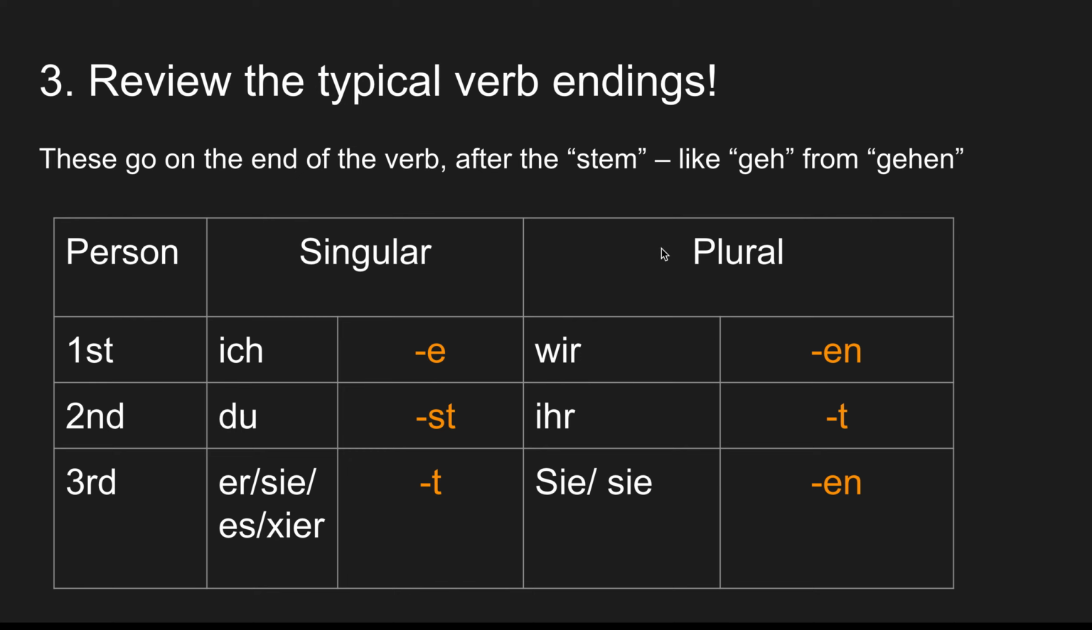Wir is the plural first person, so that means we, and you'll add this to the stem: gehen. Ihr is the second person plural, and so we'll take geh and add the t to it, so you have geht. And sie, both the formal you and the plural, meaning third person. Both of these are third person, but the lowercase sie means they, plural, and it works as plural or singular, but we're going to use the same ending whether it's singular or plural. So that will be gehen as well.